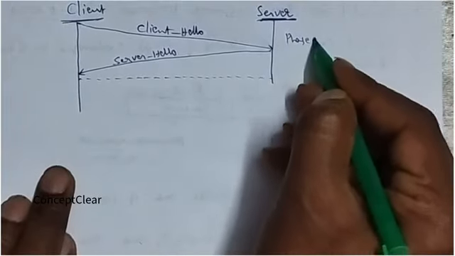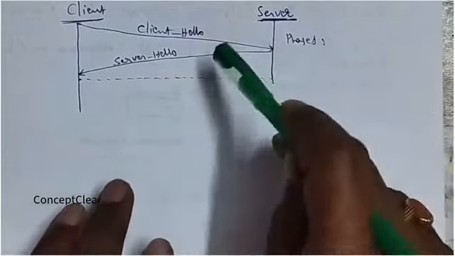What is phase 1 here? All the security capabilities, including protocol versions, session ID, and cipher suites are involved up to phase 1. This is the first phase.